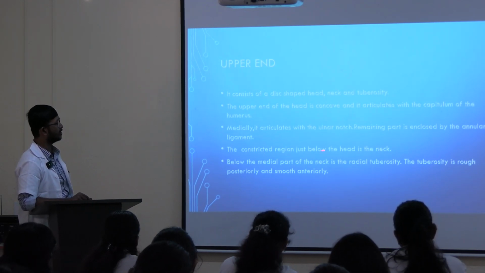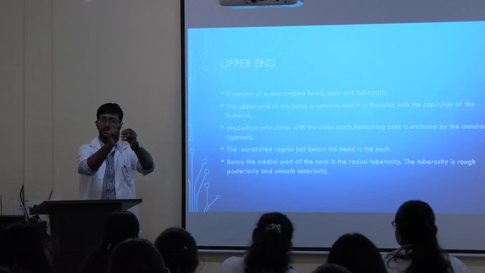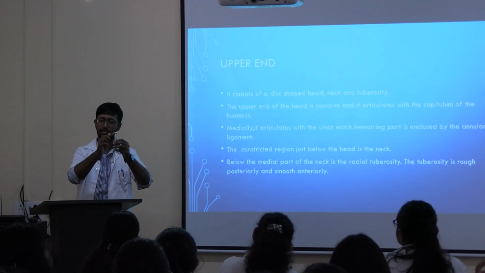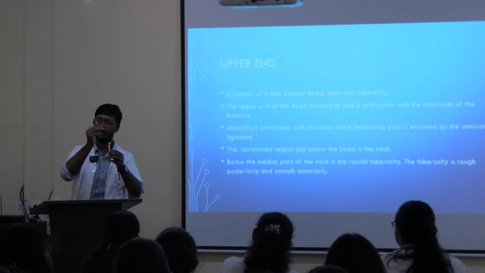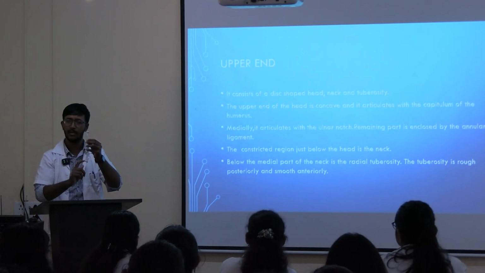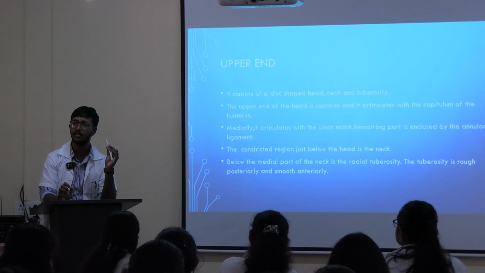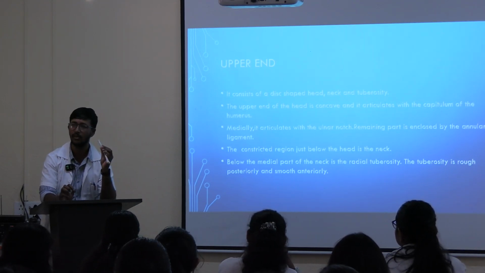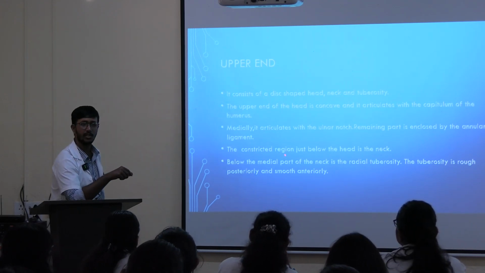And the constricted region just below the head is the neck. So here there is a notch. A notch is like a small depression where the ulna attaches, and it forms the superior radioulnar joint. Superior means above. Below also there is a notch which forms the inferior radioulnar joint. What type of joint does it form? Pivot joint. Okay. Joints have been covered in the theory class.